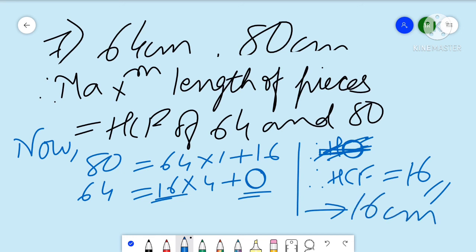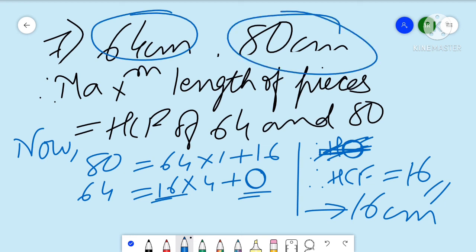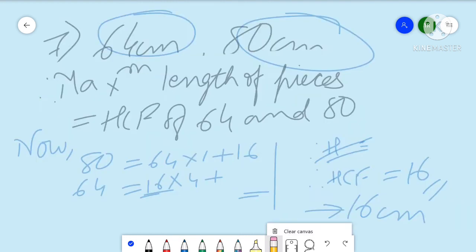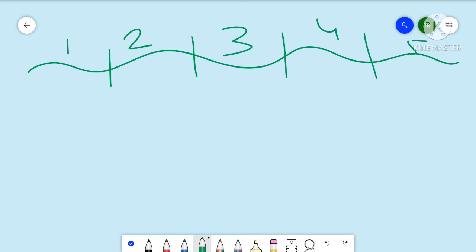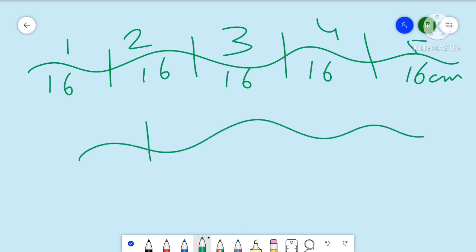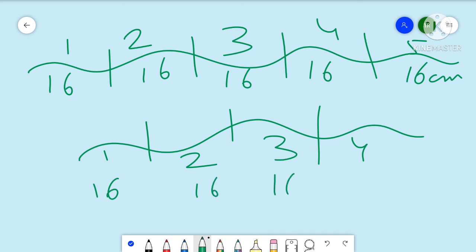If we have 16 centimeter, we can cut the 64 centimeter rope into 4 pieces and the 80 centimeter rope into 5 pieces, but all the pieces will have equal length. I hope you get the point. Let me draw one example. Suppose this is our 80 centimeter rope, cut into piece 1, 2, 3, 4, 5, each 16 centimeter. And this 64 centimeter rope is cut into 4 pieces, and here also all are 16 centimeters.